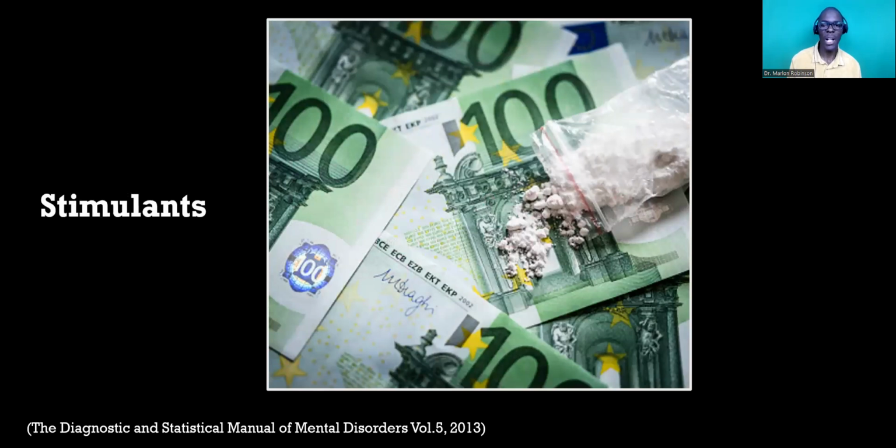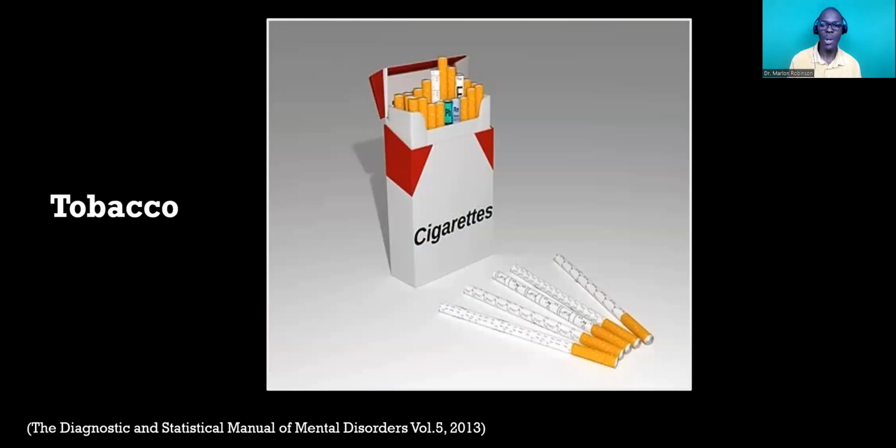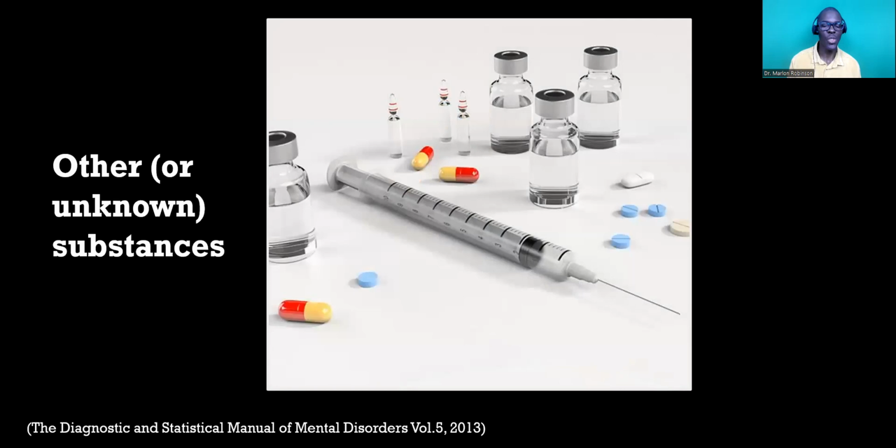Stimulant use disorder is a pattern of use of an amphetamine-type substance, such as cocaine or other stimulant, leading to clinically significant impairment or distress. Tobacco use disorder is a problematic pattern of tobacco use leading to clinically significant impairment or distress. So we have other or unknown substance use disorders, which is a problematic pattern of use of an intoxicating substance not classified within the nine categories which I just talked about a while ago, leading to clinically significant impairment or distress. So again, this disorder is outside of those nine categories. It's other or unknown substances, separate from the nine that I just named.